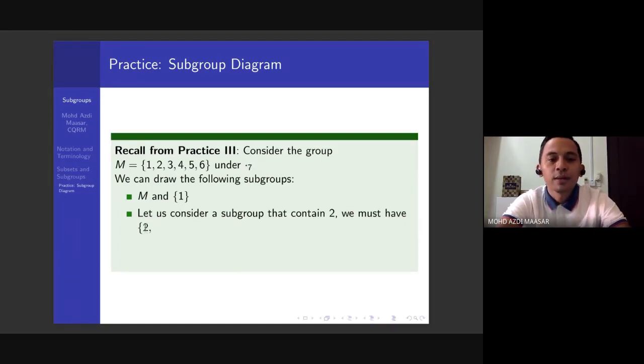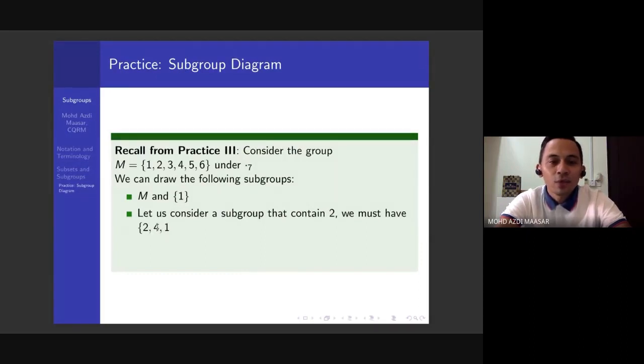Continuing, first we need to check for closure. It needs to be closed under multiplication modulo 7. So if we have 2 in here, we must also have 2 multiplied by 2, which modulo 7 is equal to 4. So 4 must be there as well. And then 4 multiplied by 2 must also be there, which is equal to 1, the identity.